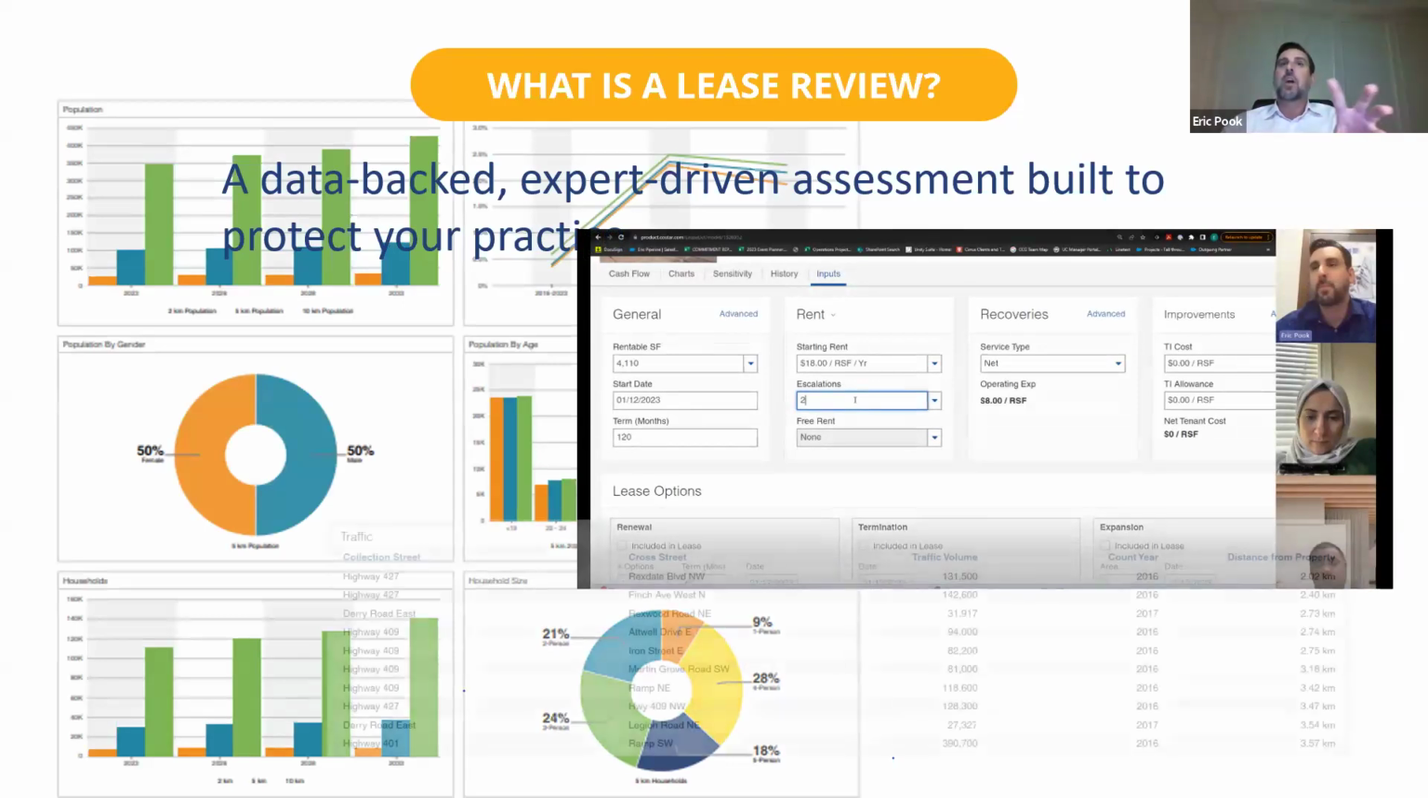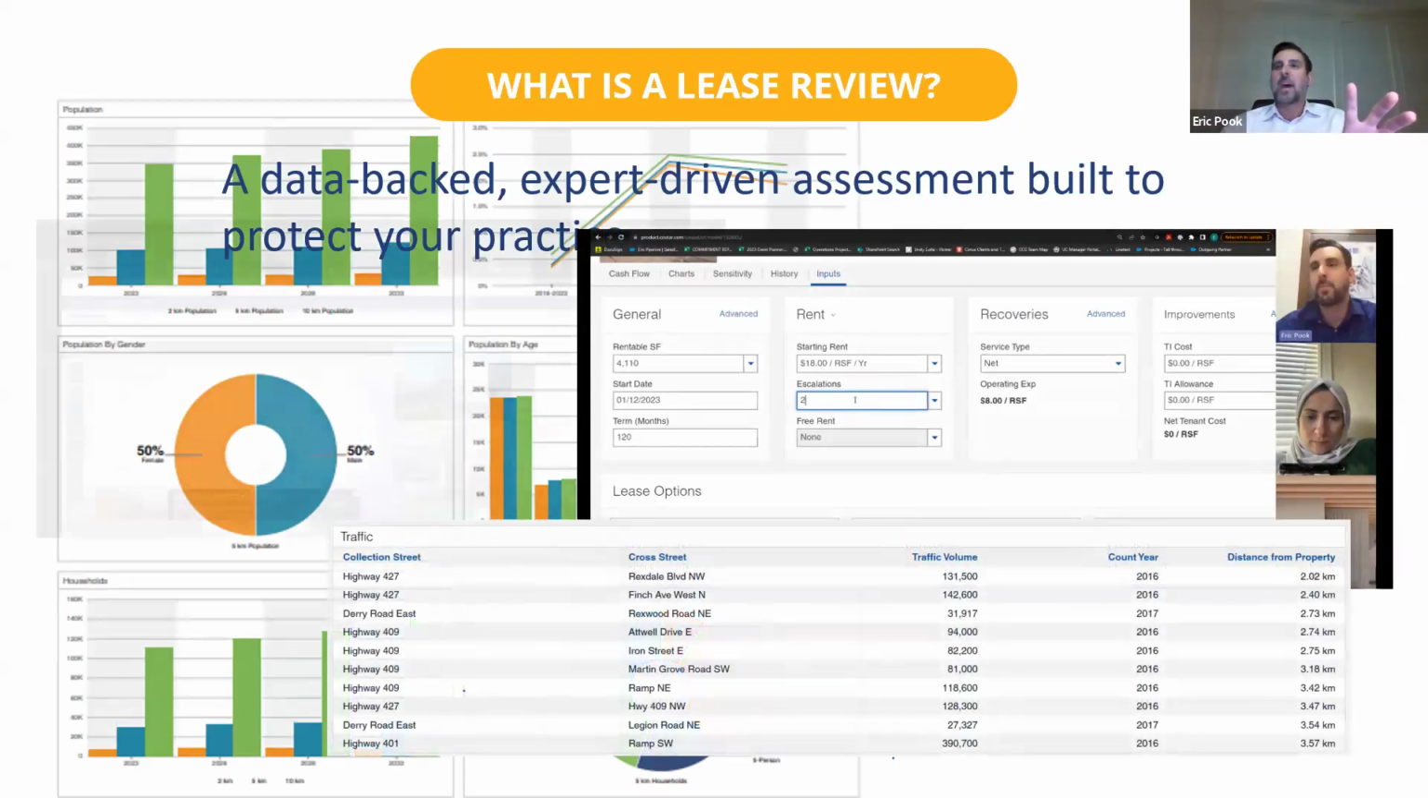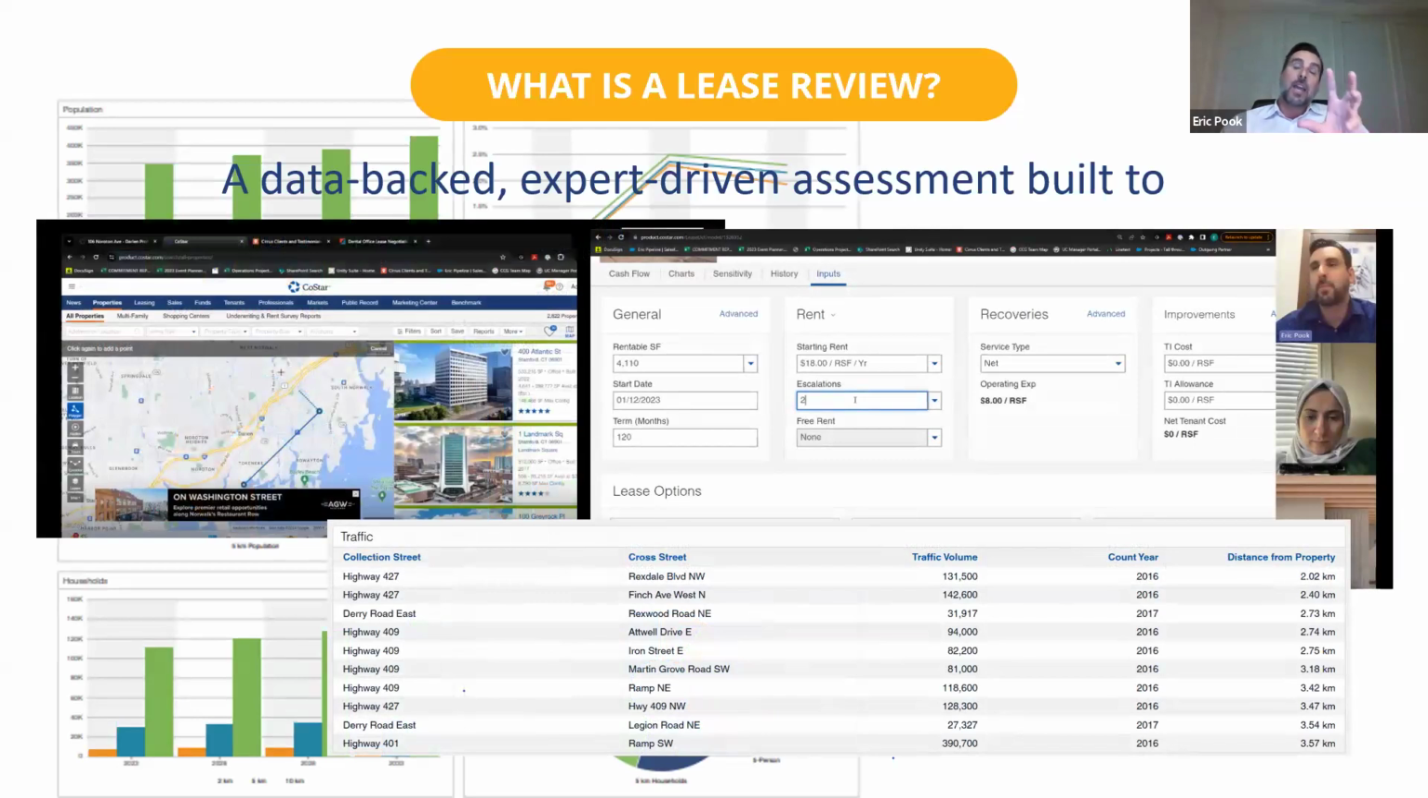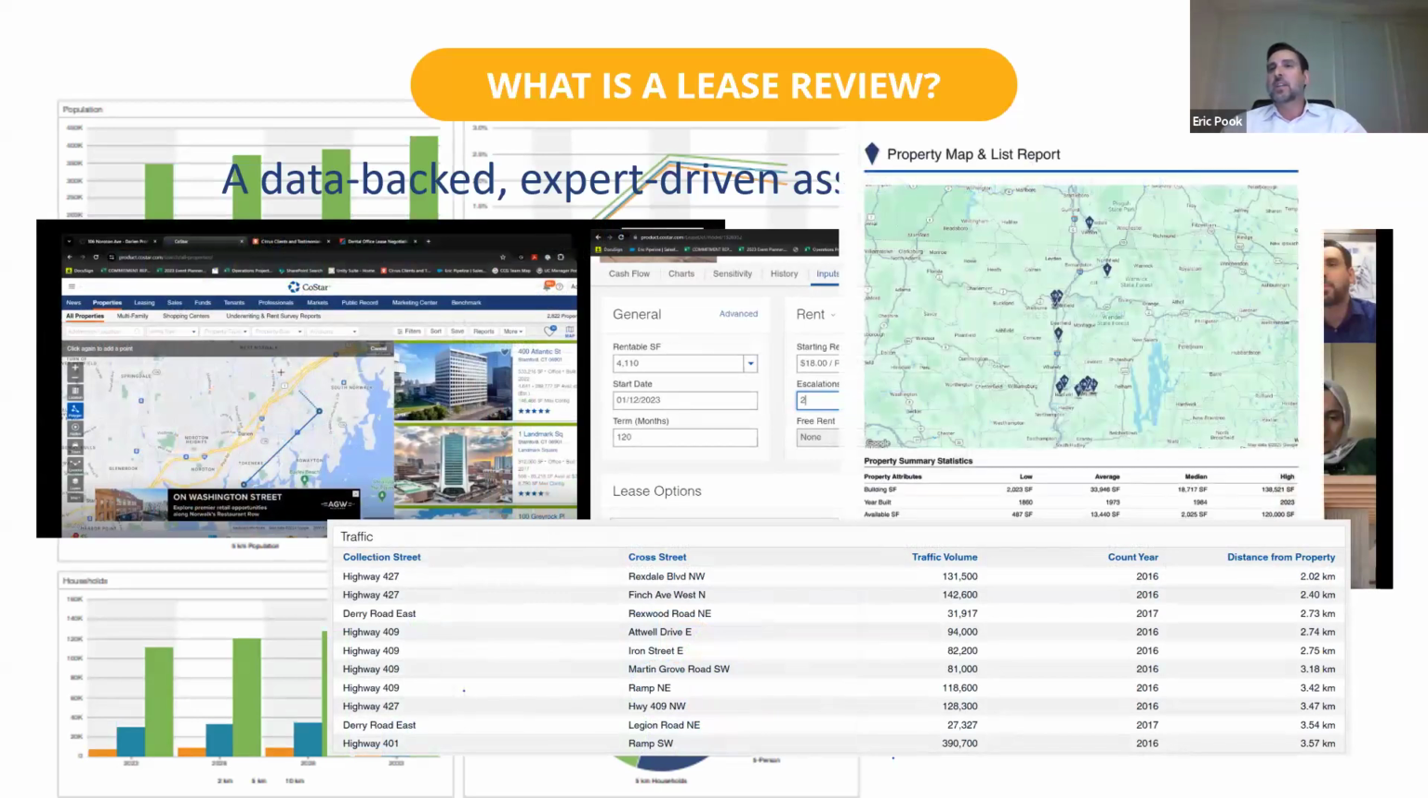We then go through all the demographic reports. We look through traffic patterns. We look through, again, other availabilities of dental clinics close by.